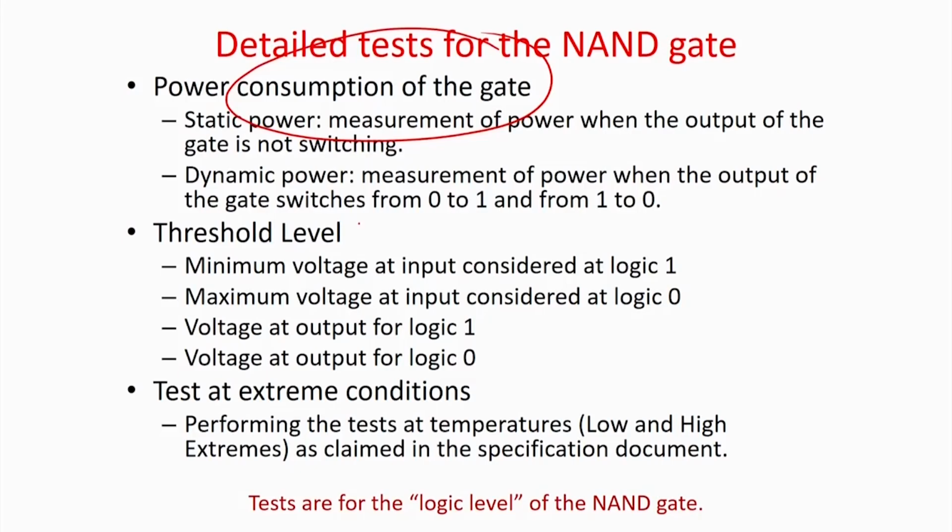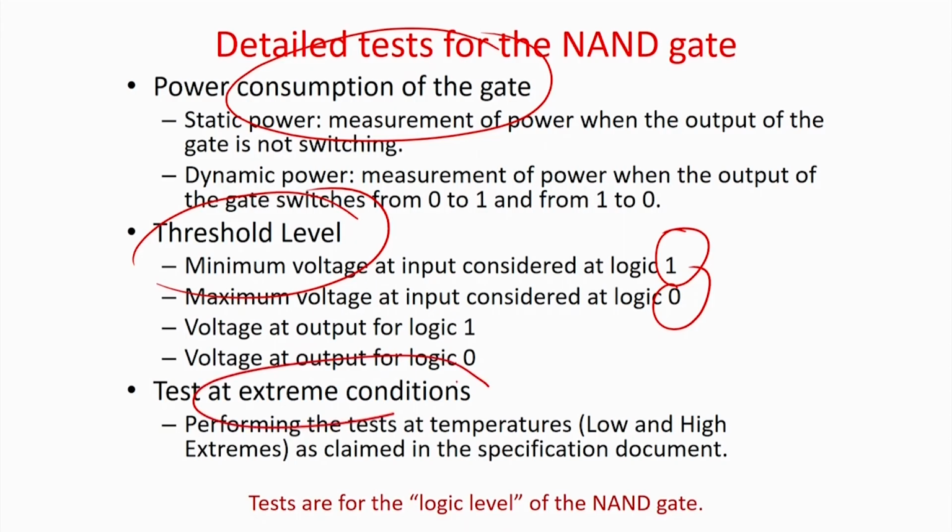Similarly, there are other extreme tests like threshold level. We know that there is something called logic 0 and logic 1, but up to what voltage level it is treated as logic 0 and beyond what level it is treated as logic 1. Like maybe 0.0 volts to 0.3 volts should be treated as logic 0. Maybe if it is a 1.8 volt technology, 1.5 and above should be treated as logic 1. So that test also has to be verified.